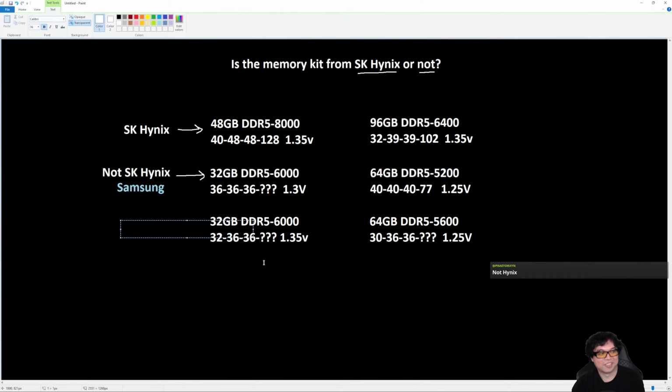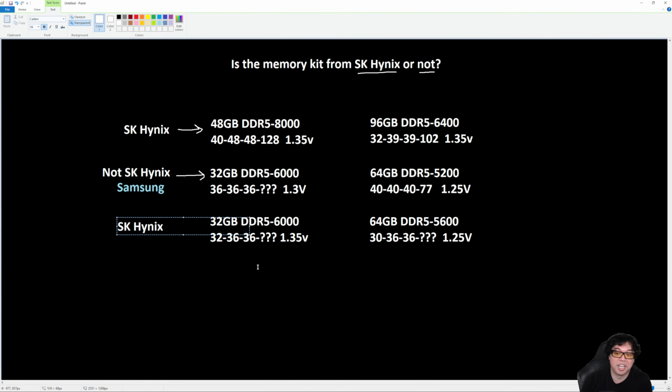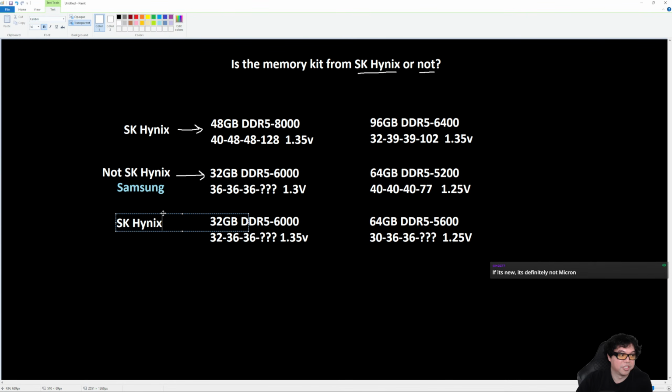Okay. The correct answer is SK Hynix. This is SK Hynix memory. Free memory from Micro Center. SK Hynix DDR5 6000. This is actually very good memory to include in a bundle. So this is SK Hynix. This was available starting around the middle or late 2023.